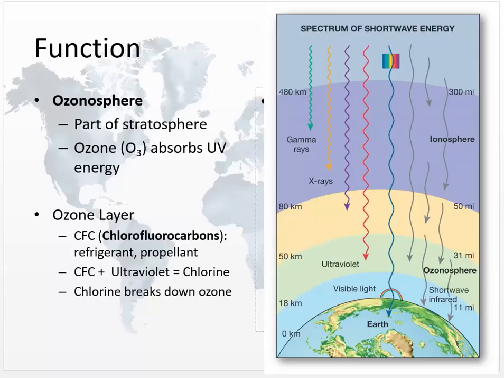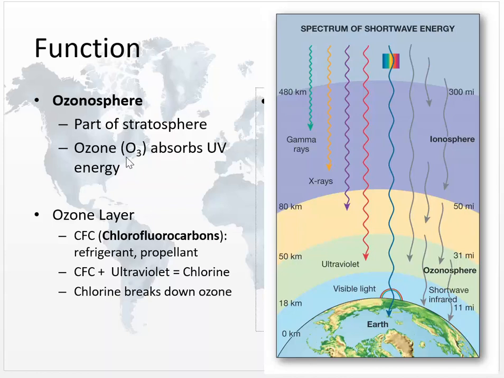So the function of the ozonosphere, which is a very thin layer that resides within the stratosphere, right? It's a part of the stratosphere. This is where that ozone, O3, exists and absorbs a lot of those harmful ultraviolet rays that are coming in from the sun. So what it does, function-wise, is that the ozone layer, again, protects us from that.